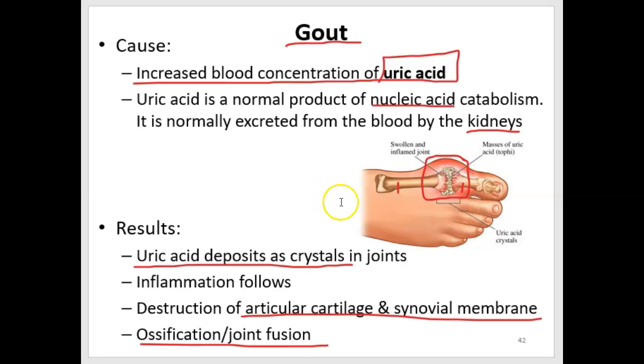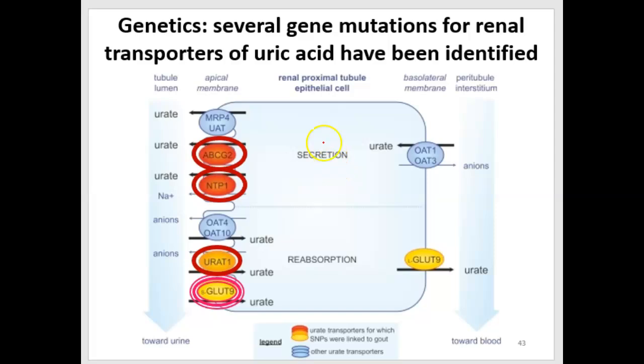They don't exactly know why this happens, but they're doing some research, and they have found some problems in the kidney with getting rid of uric acid. In the kidney there are these proteins called renal transporters.